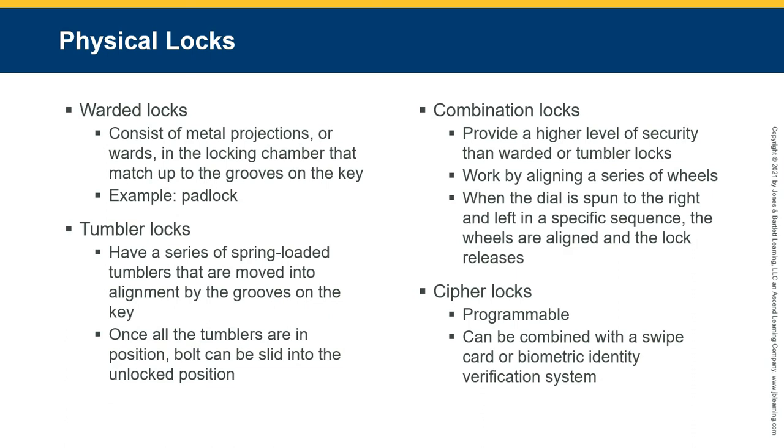Combination locks provide a higher level of security than warded or tumbler locks, working by aligning a series of wheels. When the dial is spun to the right, then to the left, in the specific sequence, the wheels are unlocked. Cipher locks are programmable and can be combined with a swipe card or biometric identity verification.